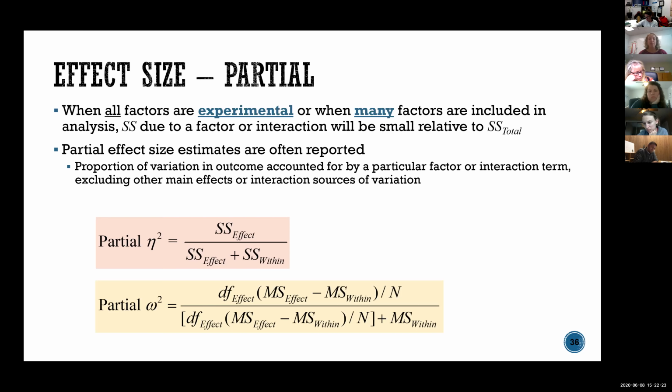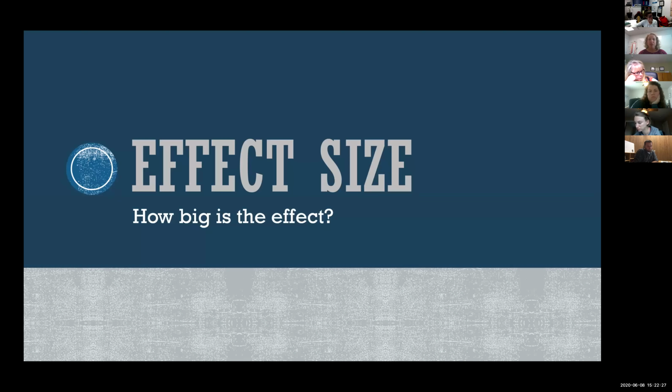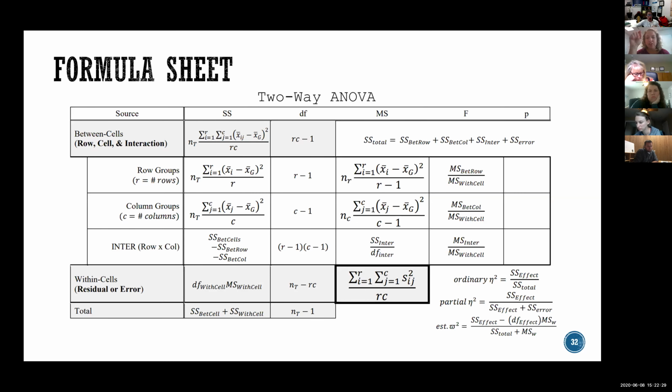And just like that, you can have a partial omega squared, which gets to be a nastier formula than that. If we look at the formula sheet, in the lower right-hand corner, I've put the ordinary eta squared, the partial eta squared, and then the estimated omega squared formula as well.